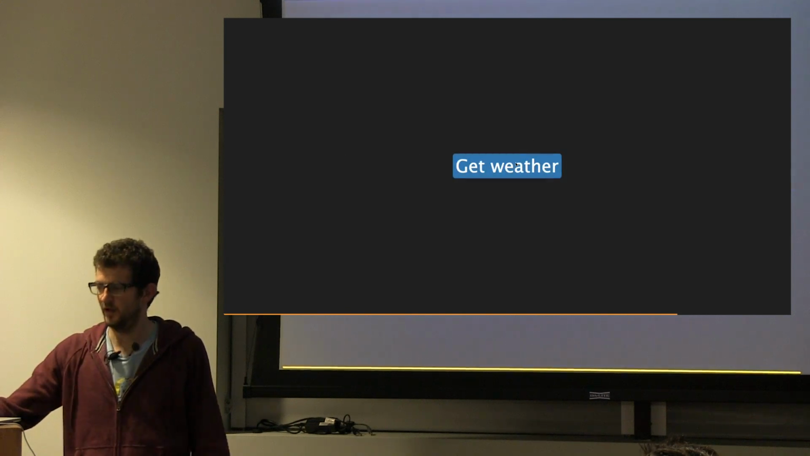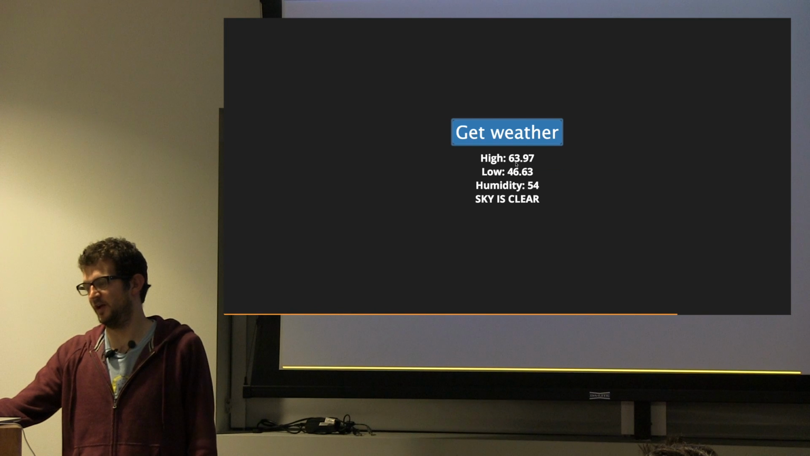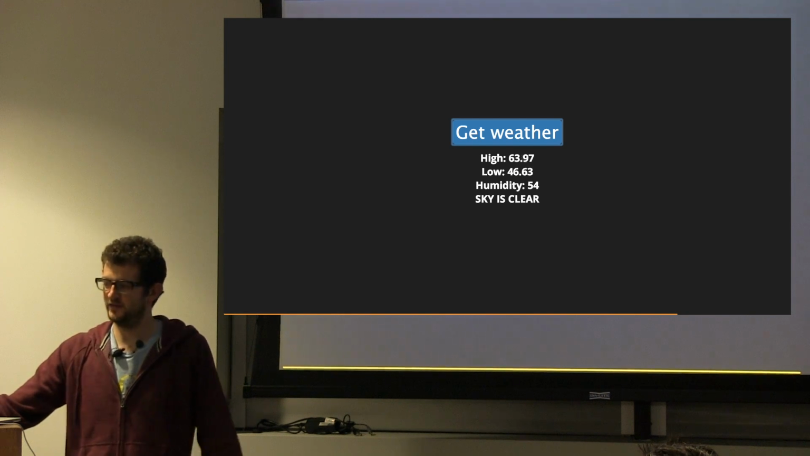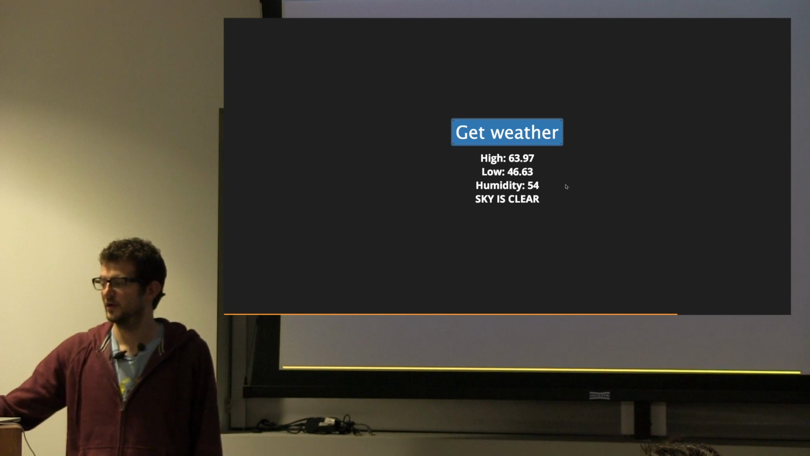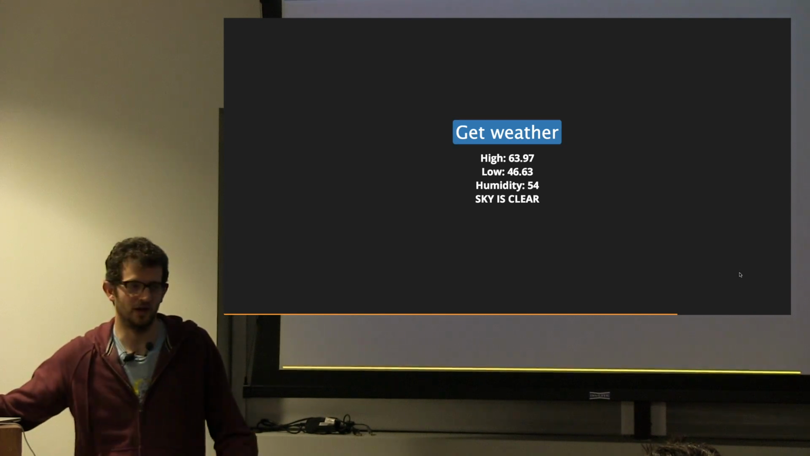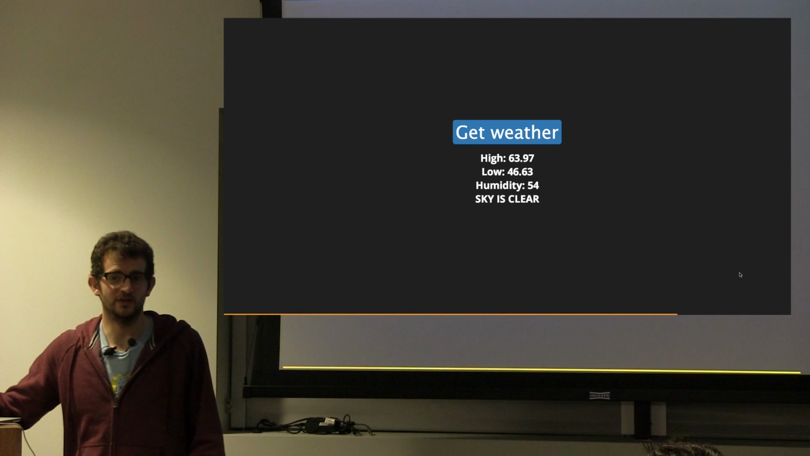For instance, here in LA, the weather forecast for right now is we have a high of 63 and a low of 46. This room feels like 46 for sure. And you guys have a really clear sky. In San Francisco, it's not clear.